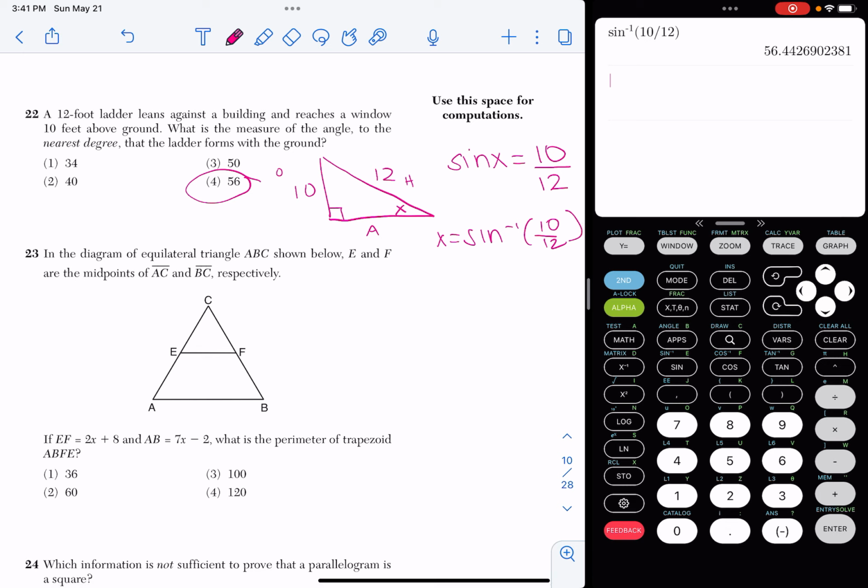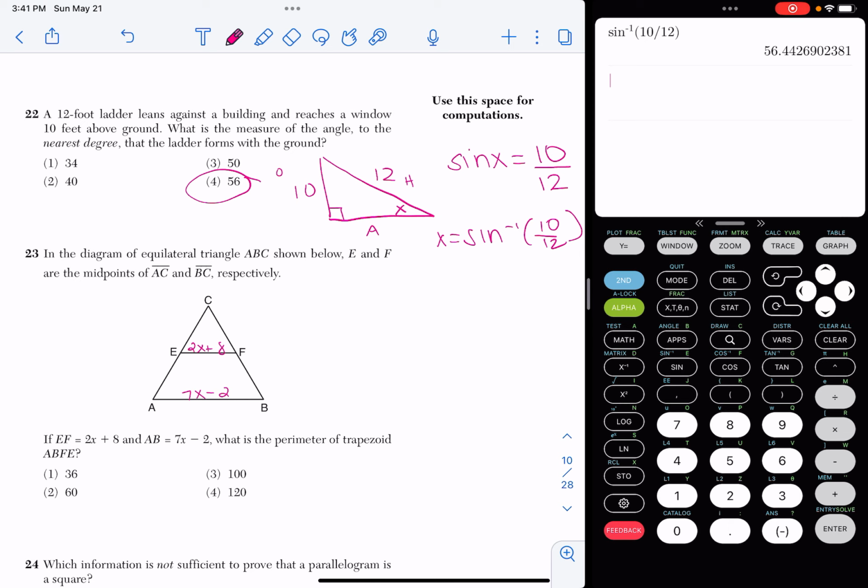In the diagram below, we are given equilateral triangle ABC. E and F are midpoints of AC and BC. Okay, so EF is 2x plus 8. AB is 7x minus 2. What is the perimeter of trapezoid ABFE?